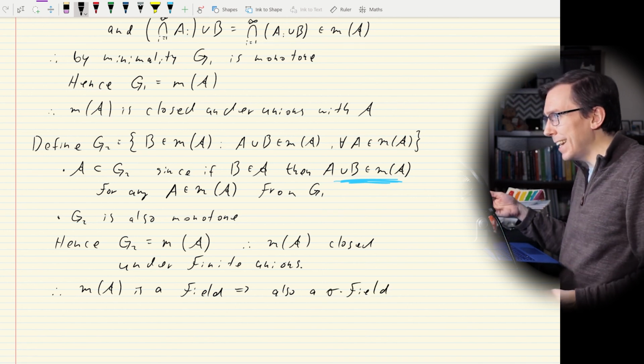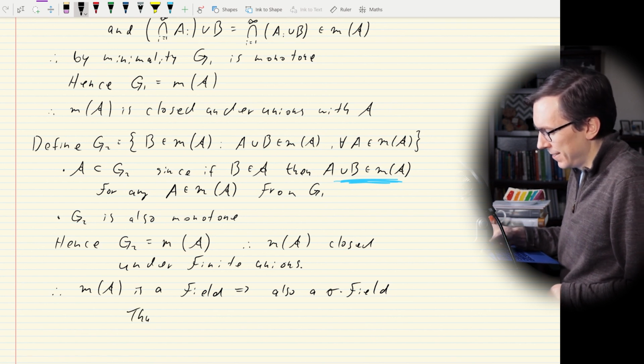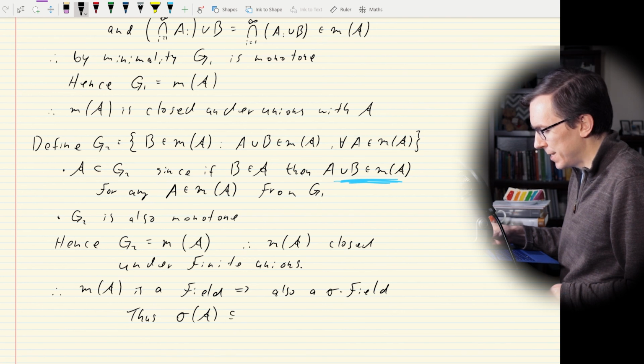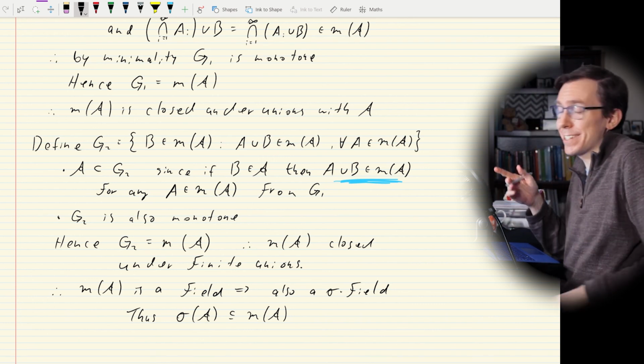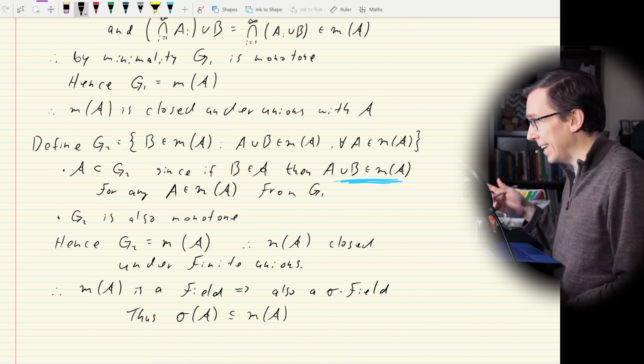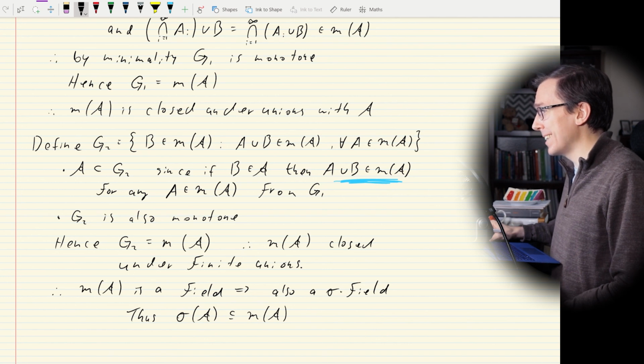And thus it has to contain sigma(A) because sigma(A) is the minimal sigma field that contains A. So that sigma field has to be contained in any other sigma field that contains A. All right, we're done.